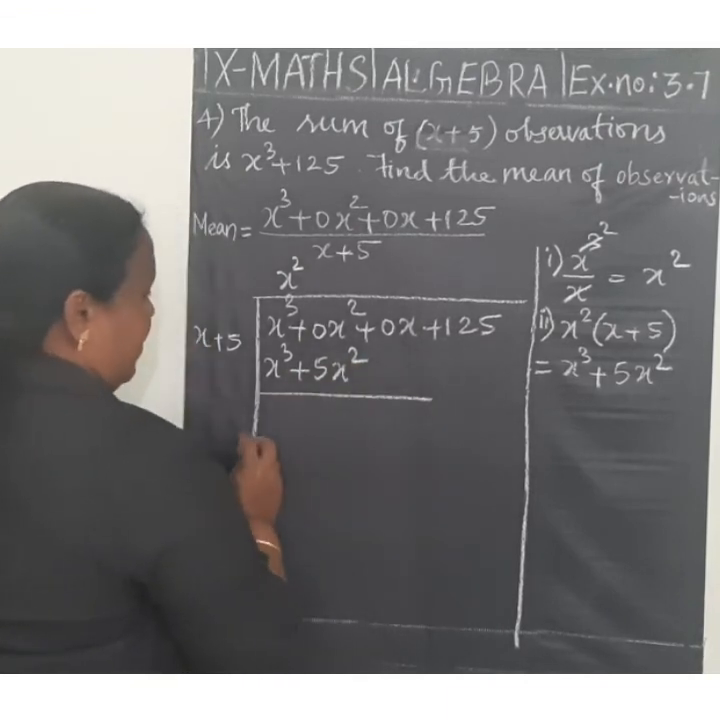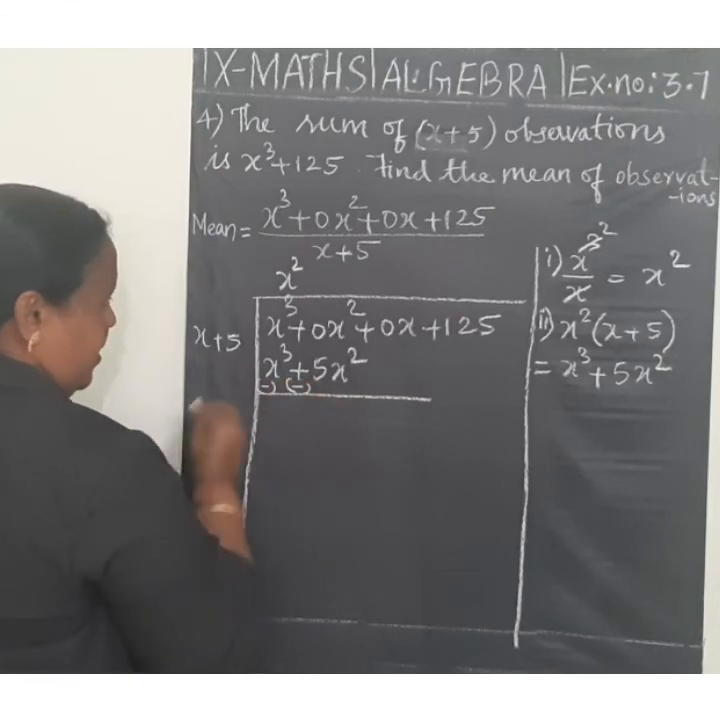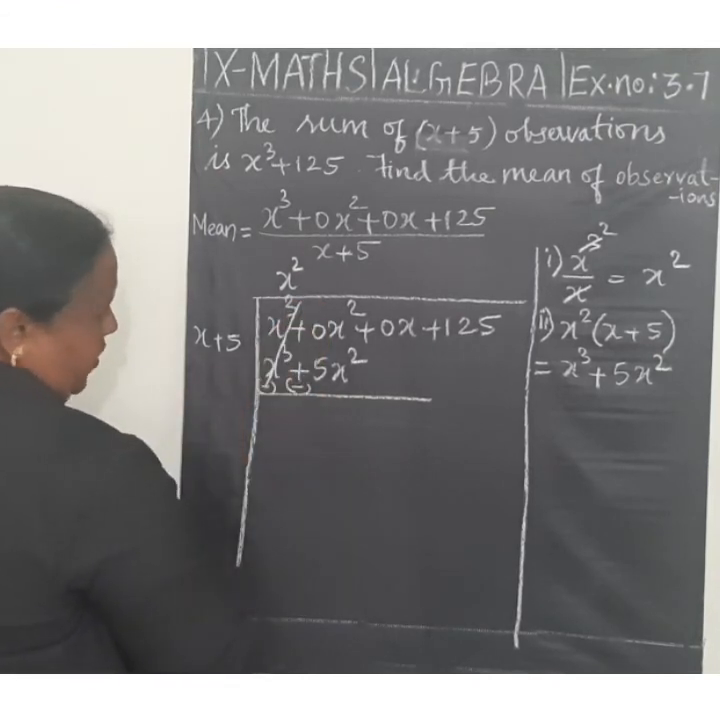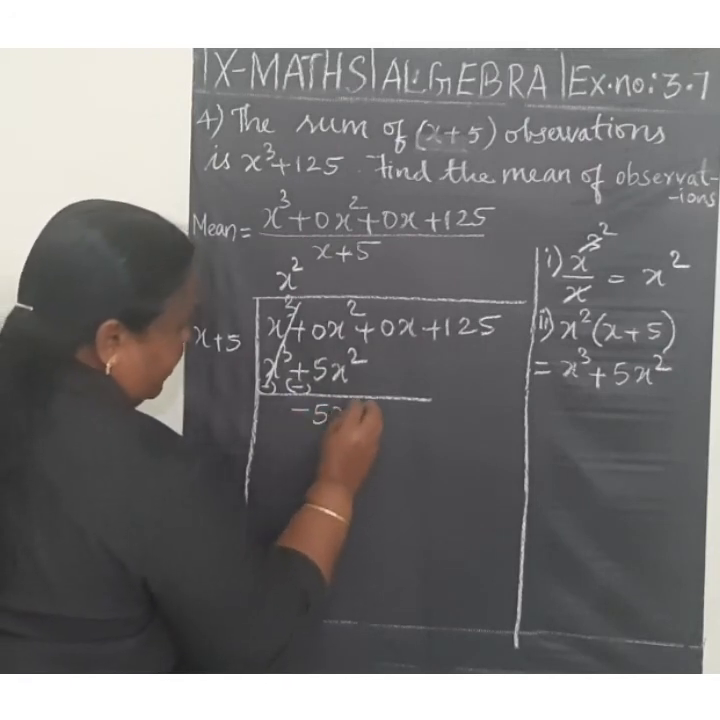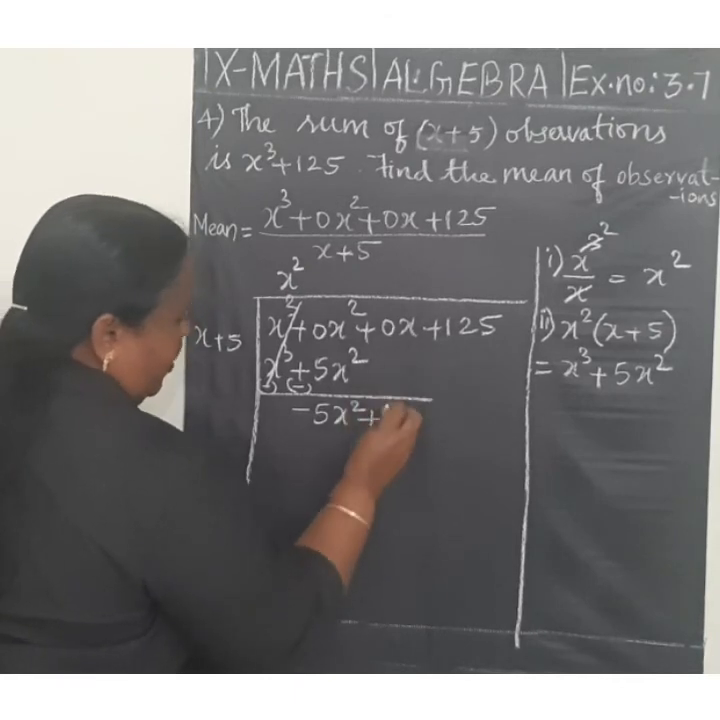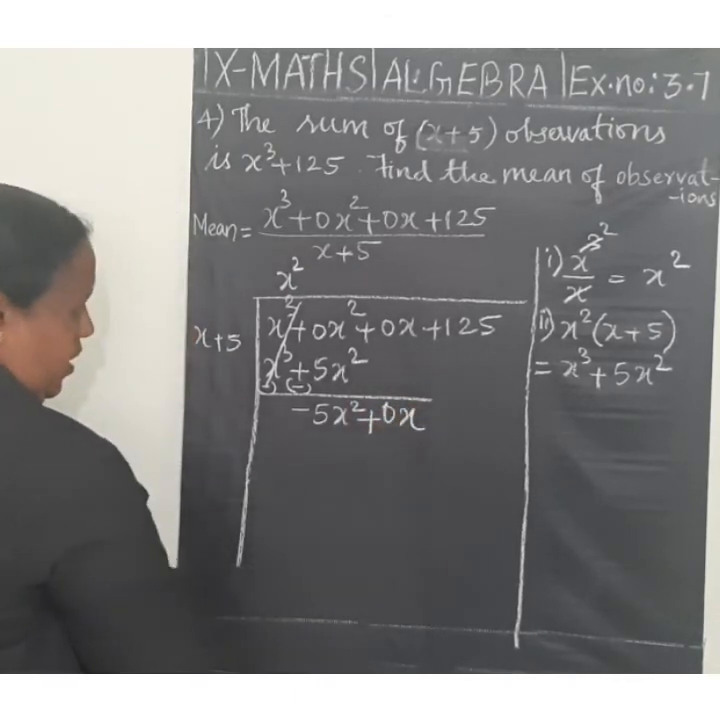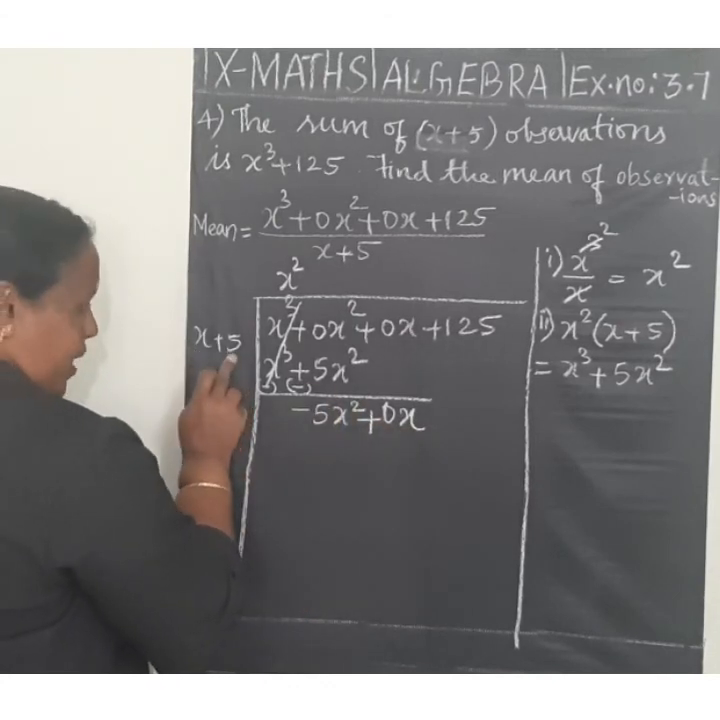Now to subtract this, we have to change the signs. So here minus, here also minus. So x cube minus x cube gets cancelled. Here 0 minus 5 is minus 5x square. Then bring the next term down. The next term is plus 0x. So minus 5x square plus 0x we have to divide by x plus 5.